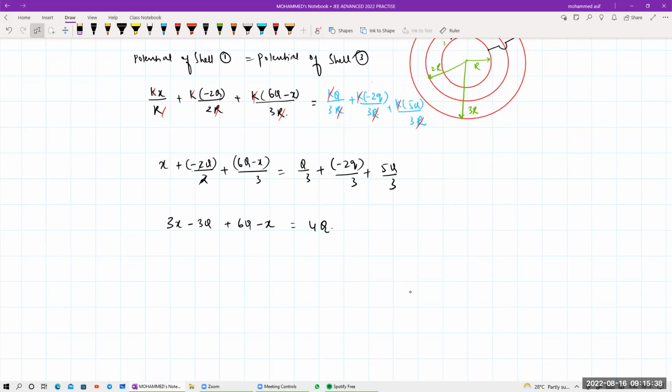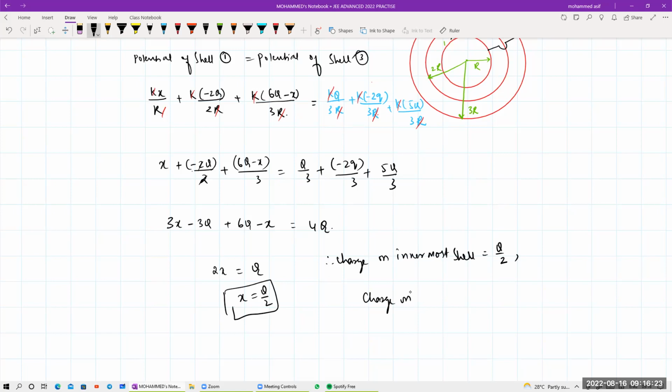From this, if I write the relation for x, see how much I'm getting. 3x minus x gives 2x, so 2x equals Q and the value of x is Q by 2. So the charge on the innermost shell will be Q by 2, and the charge on the outermost shell will be 5Q. And on the middle shell there will remain -2Q. Done.